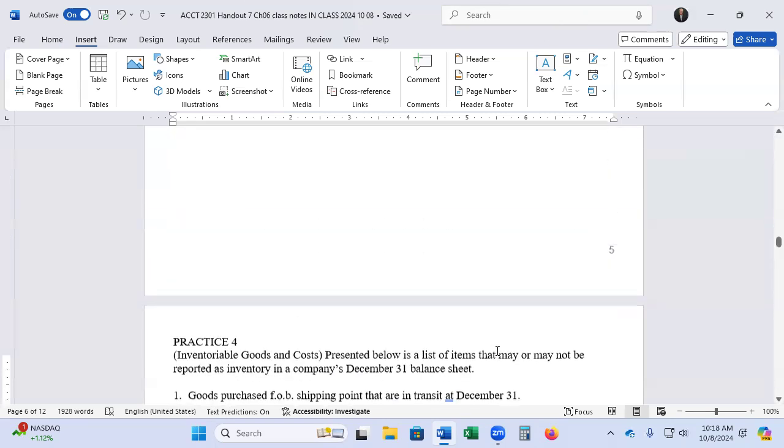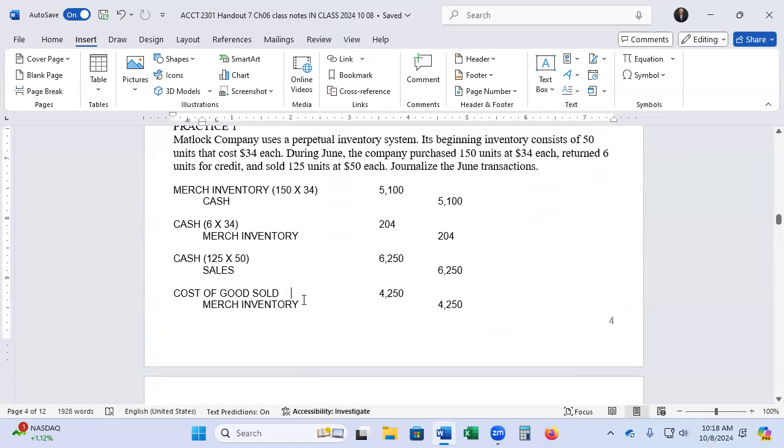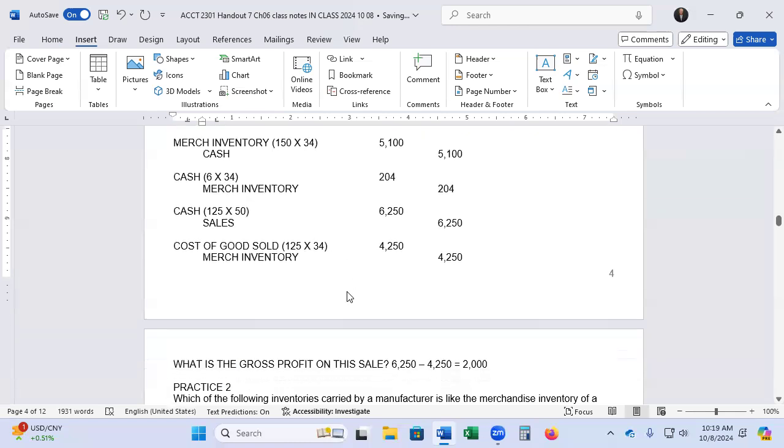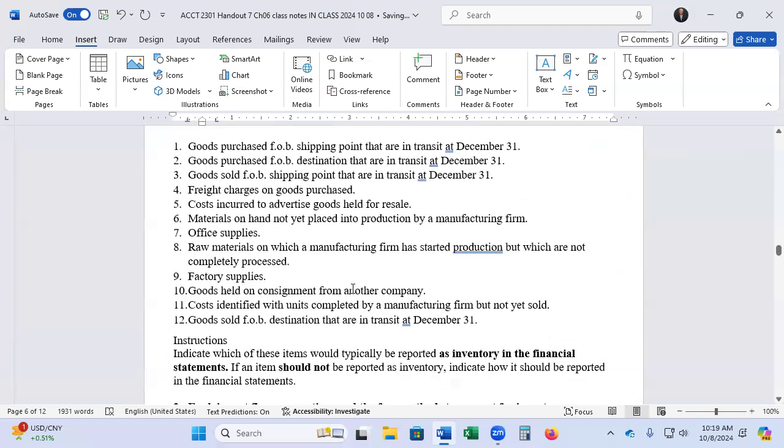Okay, before I jump into this one, I just want to go back. Somebody asked a good question, and I probably should have detailed this, and I apologize for not doing so. On the cost of goods sold, how that was calculated here, we sold 125 units, and we had a cost of $34. So that's where the 4,250 came from. Now back to practice number 4.